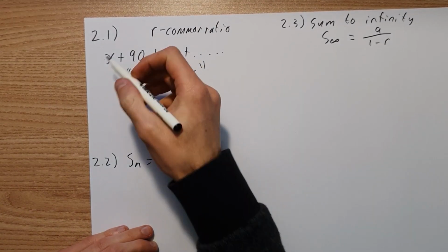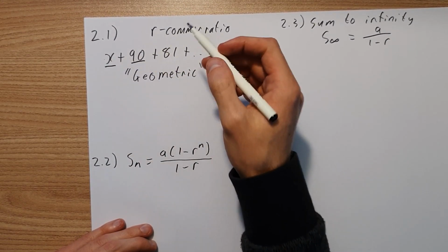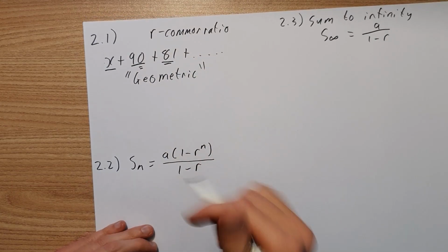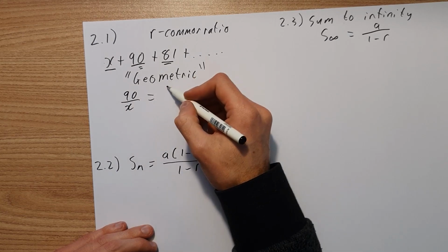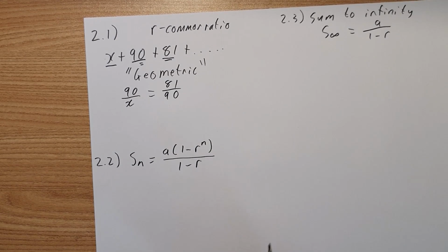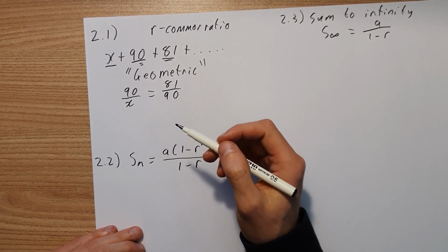Okay, so now we need to find x. So we know that this one divided by that one must be equal to this one divided by this one. So we're going to have 90 over x equal to 81 divided by 90. Now it just becomes solving for x. So we multiply across.